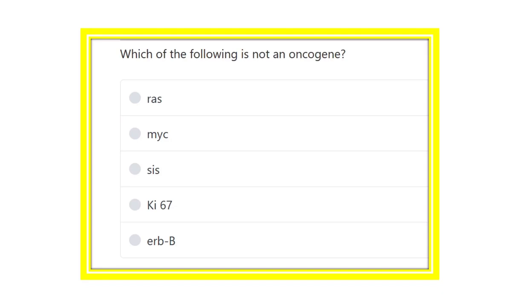Which of the following is not an oncogene? That means which is not an oncogene. Here are the options: RAS, MYC, SIS, Ki67, ERB B. So which of the following is not an oncogene? First of all, what is an oncogene?